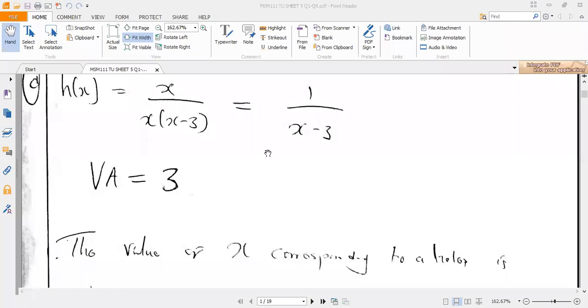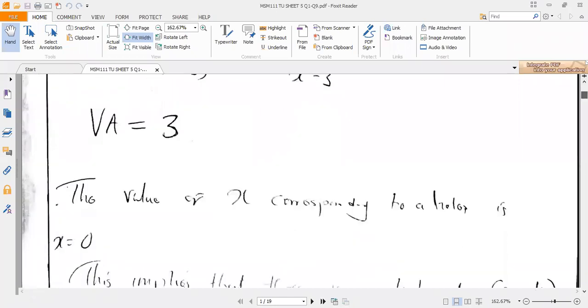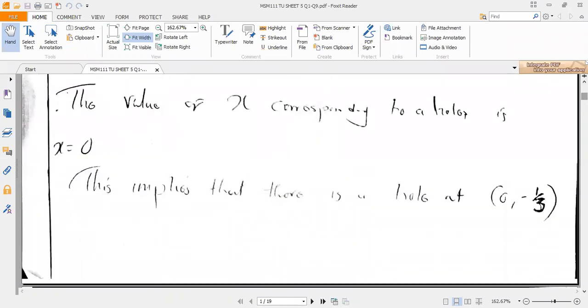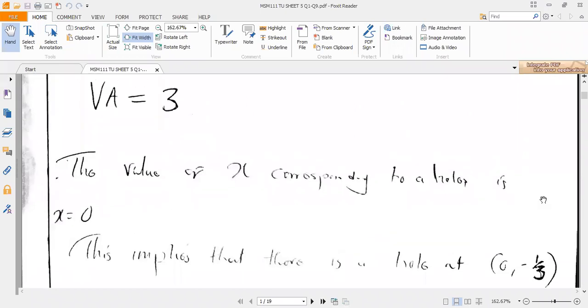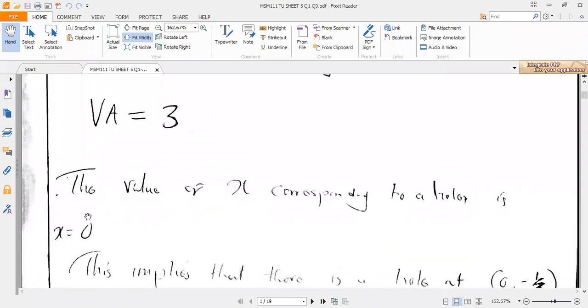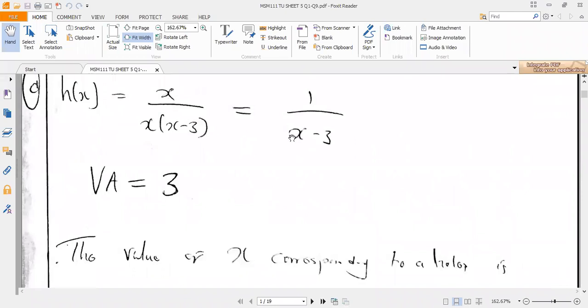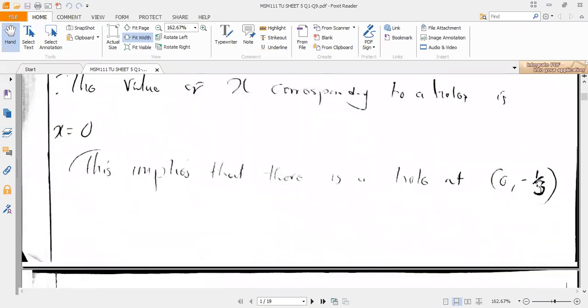So now we proceed. I've shown you how to find the vertical asymptote and whether there's a hole in the graph. When x is equal to 0, this just tells you that the hole will take place at 0, negative 1 over 3. How do we get this negative 1 over 3? We take this hole of ours, which is 0, and plug it into this new function here. So it will be 1 over 0 minus 3. That's why we're getting the negative 1 over 3. Have you seen that?